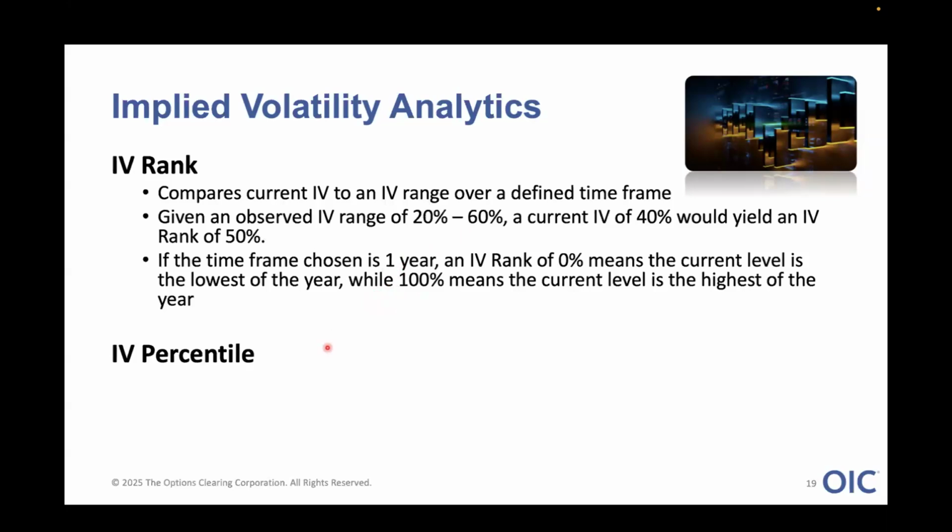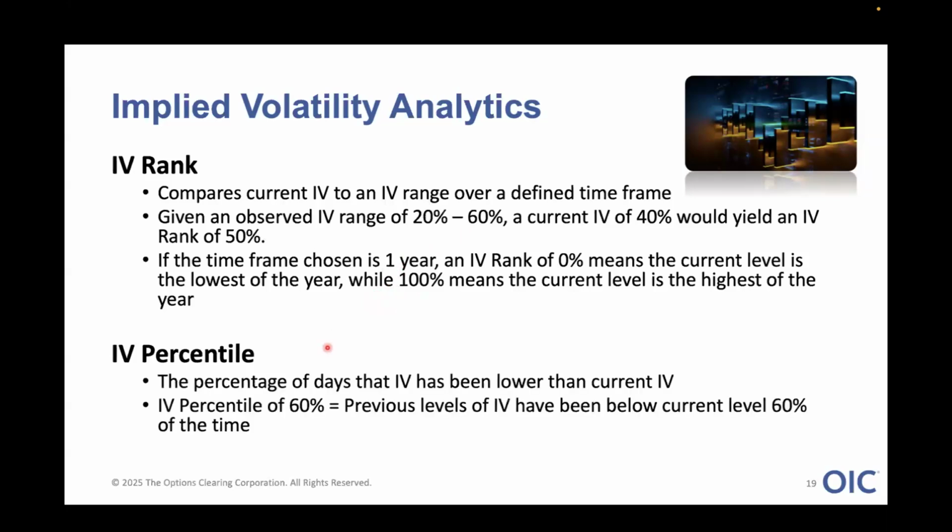Now, IV percentile takes that analysis and analyzes it on a more granular level. IV percentile takes the percentage of days that implied volatility has been lower than the current level. So if this analytic is telling me that IV percentile is 60%, that's saying previous levels of implied volatility over this time period have been below the current level 60% of the time. So basically, it's just another way of telling you that the option prices currently are on the pricier side.